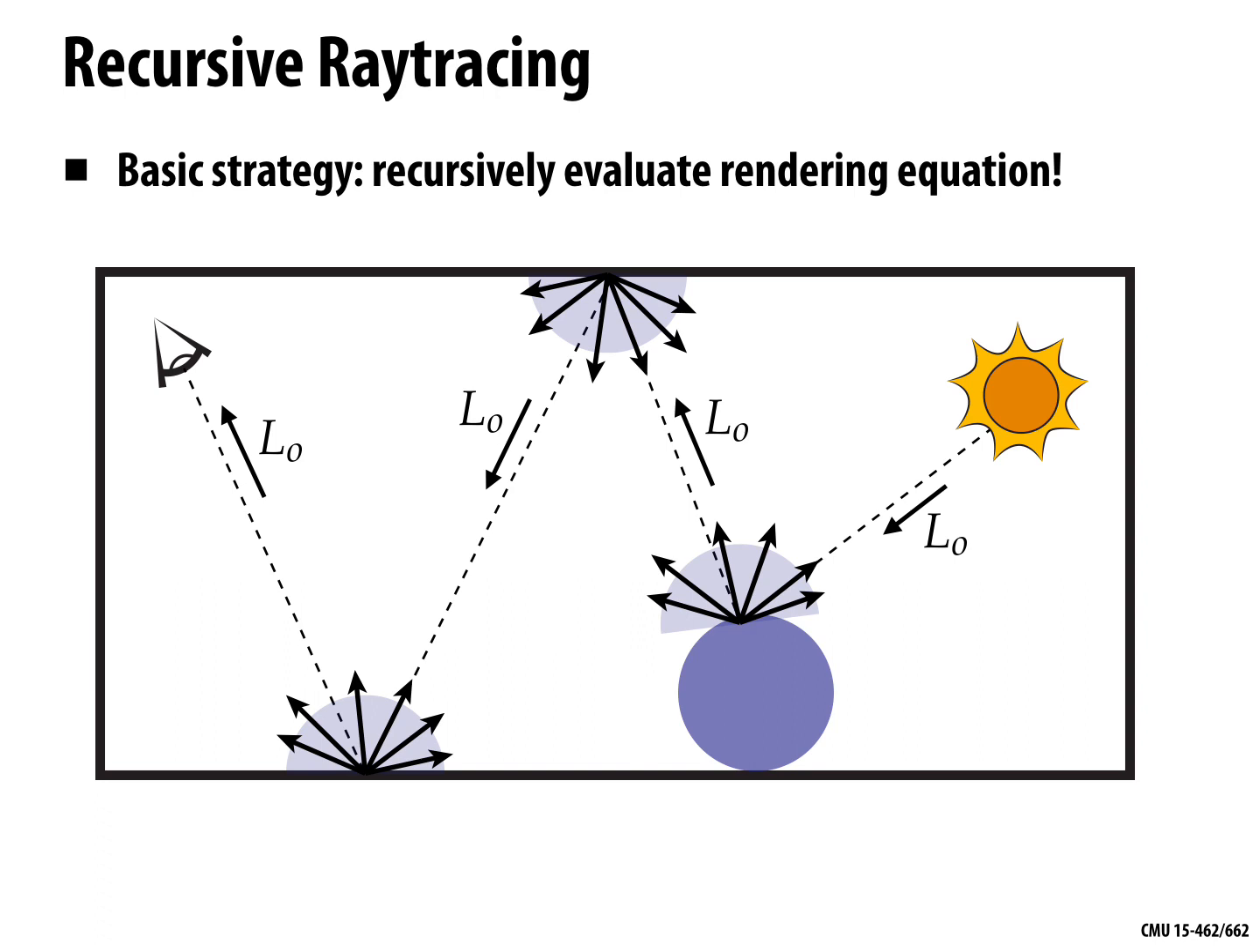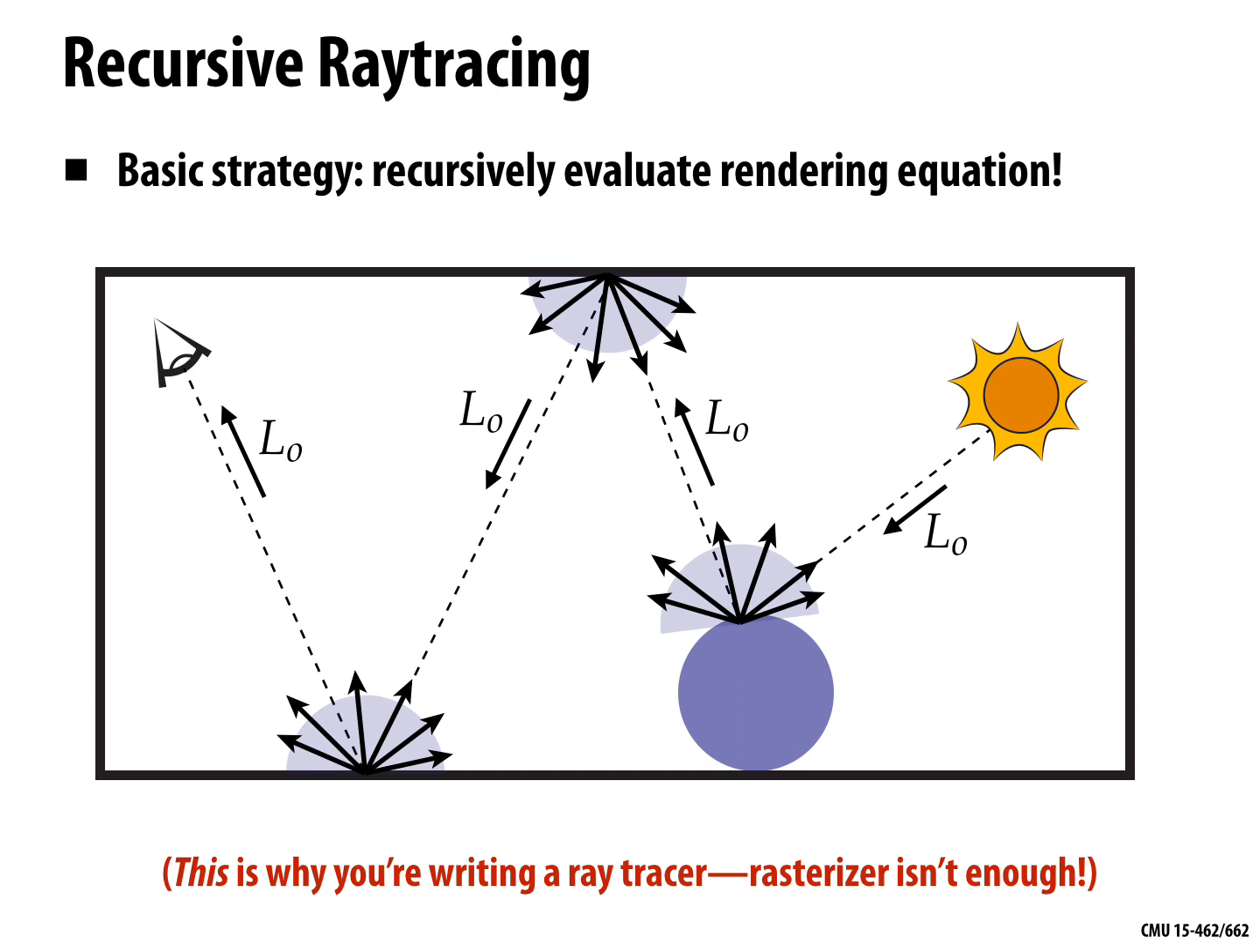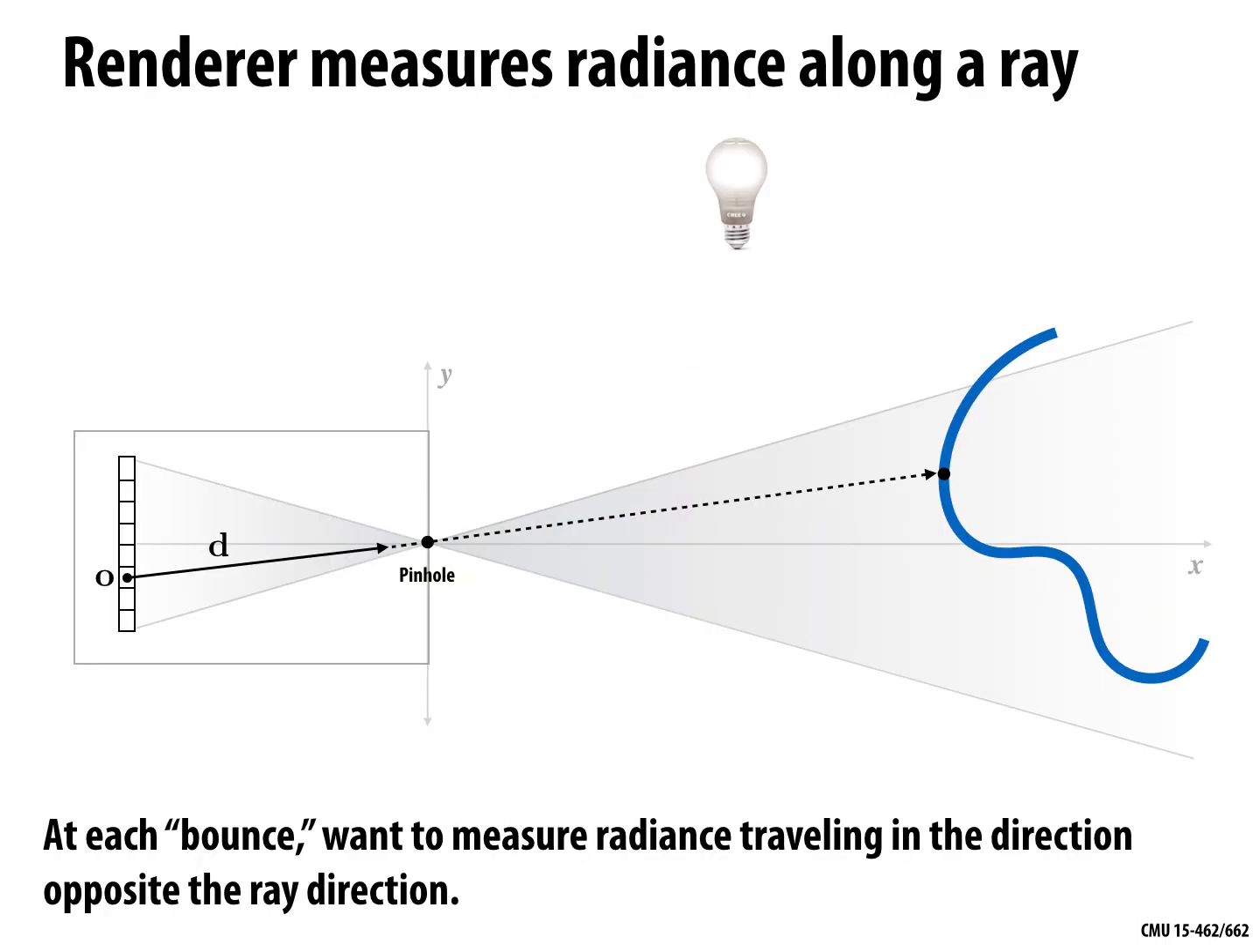By the way, the fact that this equation is so hard to evaluate and it has to be done recursively and so forth, this is why we need to do this by ray tracing. We couldn't easily do this by running a rasterizer. Right? A rasterizer gives us very little control over essentially which rays we are evaluating. So this is the basic task of a photorealistic renderer, is to measure or compute the radiance along a ray. At each bounce, we want to measure the radiance traveling in the direction opposite the given ray direction.